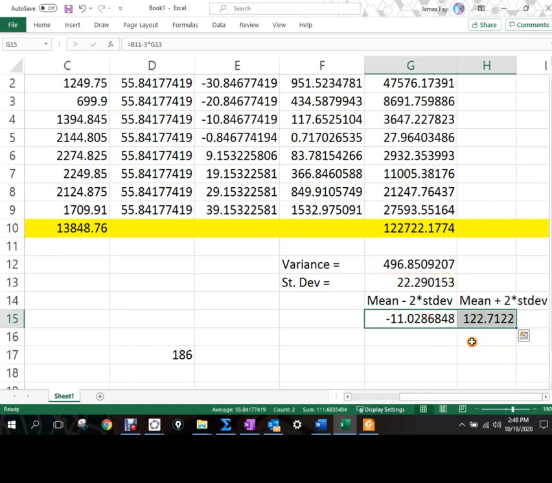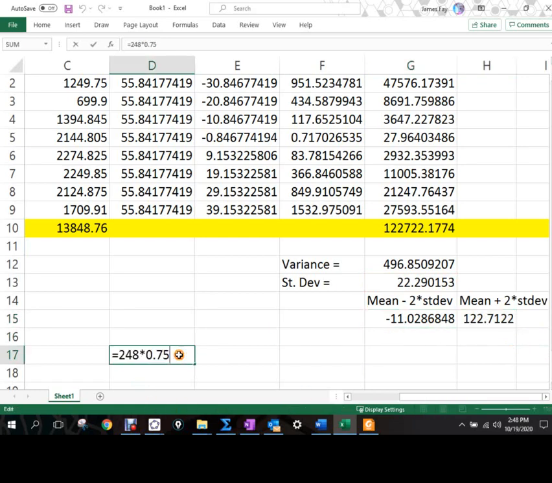So now I get a different range. And what that says is that 89% of our data will fall between those. So of my 248 data points, at least 220 of them are going to fall in between that range. Is that okay?